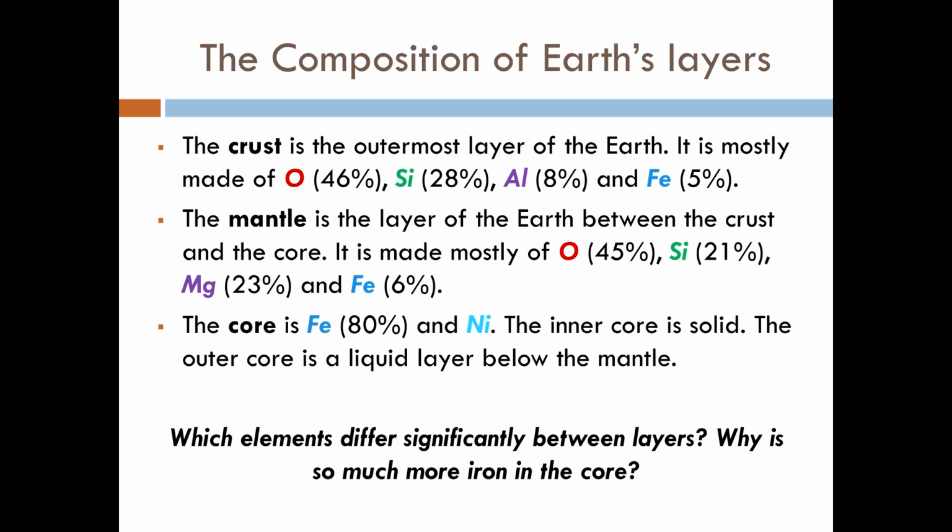Okay, which elements differ significantly? Yep, why is so much of the iron in the core? If you said density, you are correct. The Earth used to be a little bit molten, and when it was molten, it had the opportunity for elements to move. So the denser elements, and given that a lot of the Earth, 32%, is iron, a lot of iron ended up in the core. So it essentially sunk from all directions towards the middle.